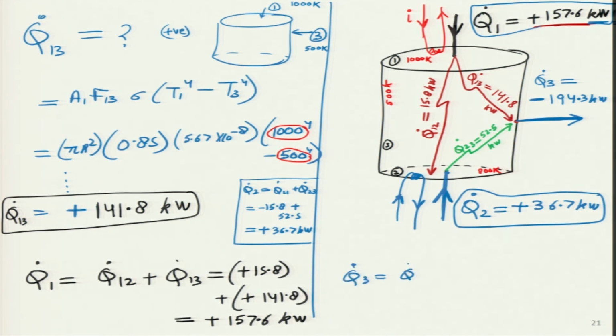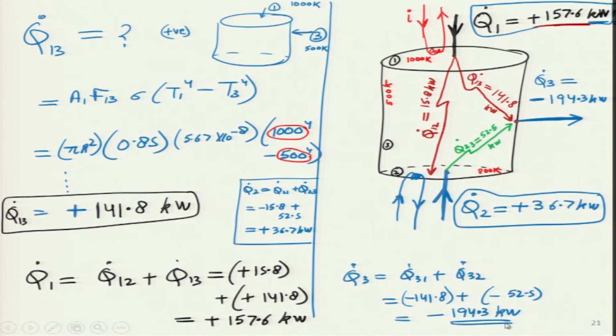And how did we get Q dot 3? Q dot 3 is Q dot 31 plus Q dot 32. And how much is Q dot 31? It is the reverse of Q dot 13, so it is minus 141.8. What is 32? Whatever is 2 to 3, the reverse of that, so minus 52.5. It turns out to be a very big number, 194.3 kilowatt.